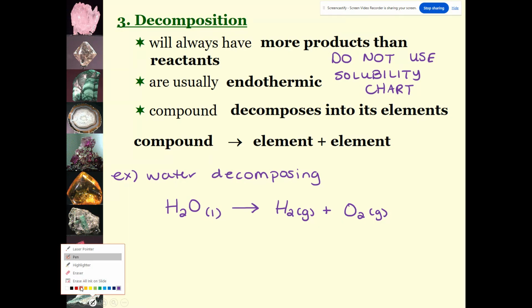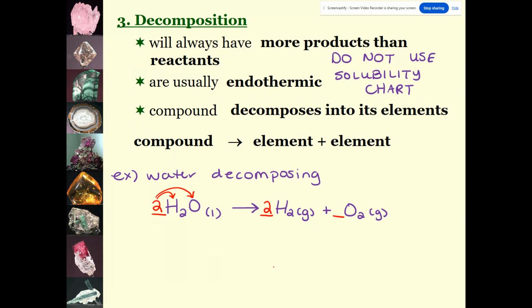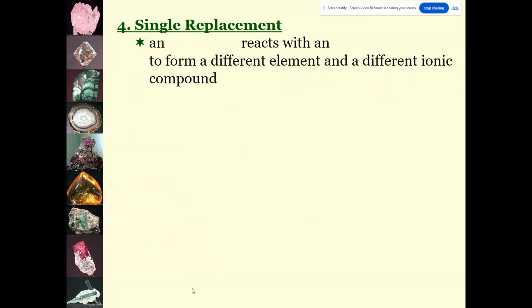So for my balancing coefficients, there's 2 oxygens, so I need 2 waters to give me 2 oxygens, but that also gives me 4 hydrogens. So if I put a 2 in front of my hydrogen, that will give me 4 hydrogens, and now everything's balanced. I can put a 1 there or leave it blank. So that is decomposition.